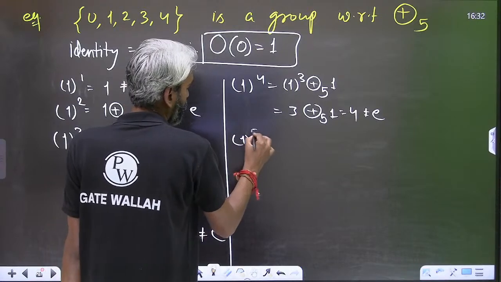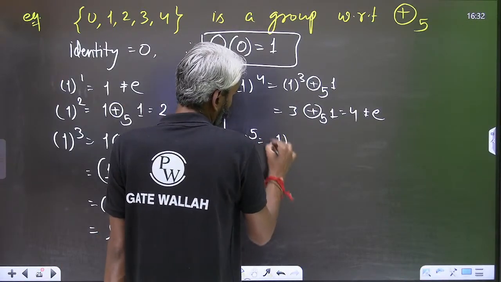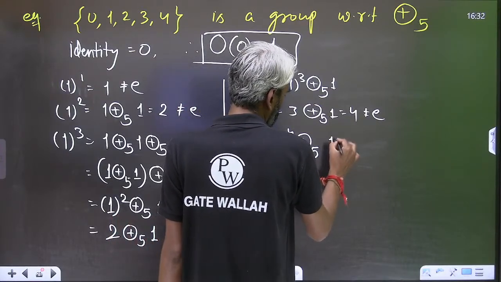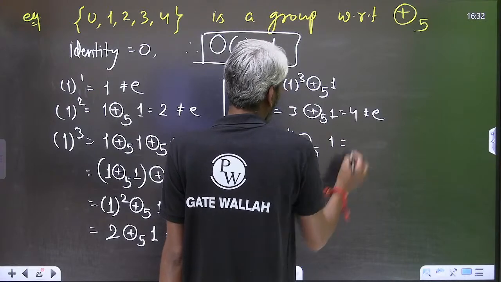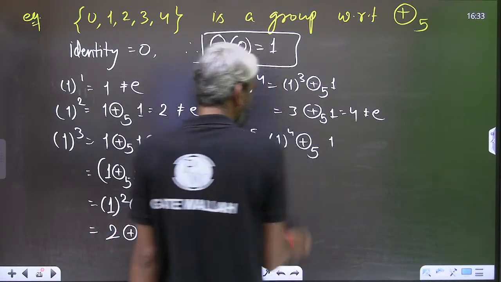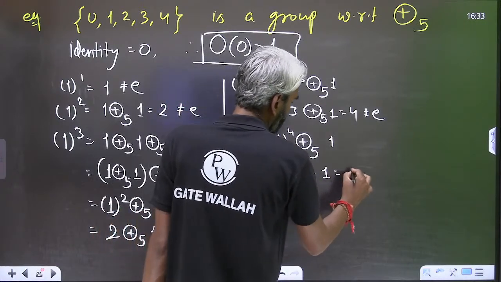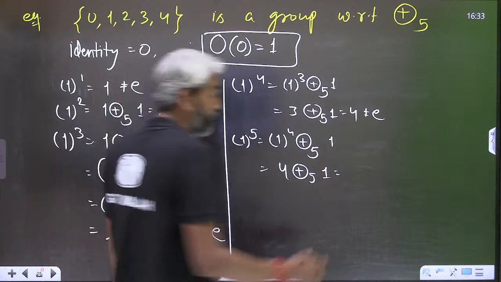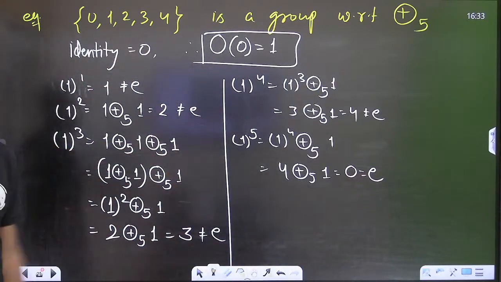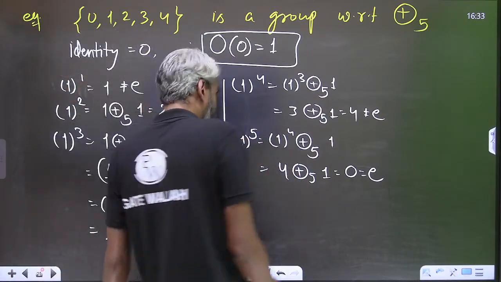So what is 1 raised to the power 5? 1 raised to the power 5 will be 1 raised to the power 4 addition modulo 5 with 1. Sorry, the operation is with 1. This is 4 addition modulo 5 with 1, which is 4 plus 1, 5, divided by 5, remainder 0, which is the identity element. So for what power of 1 do we get the identity element? We get the identity element for power 5 of element 1.